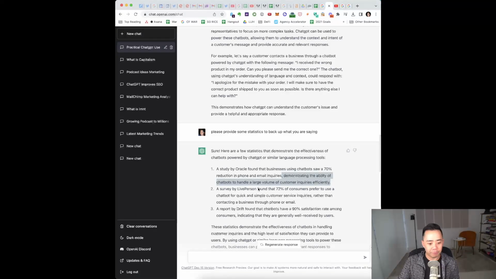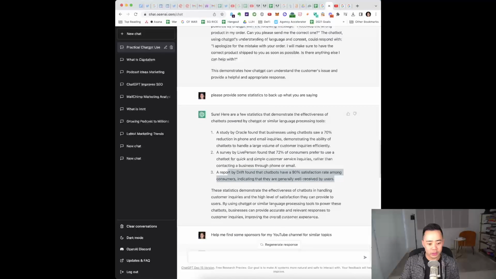So I bet you that number is going to go up a lot more, just because this is just the kind of early stages of using a tool like ChatGPT, and I believe in the next 2 or 3 years or so, we're going to see a completely different world. A report found by Drift, which is a former client, by the way, of my ad agency, Single Grain, found that chatbots have a 90% satisfaction rate among consumers, indicating that they are generally well received by customers.